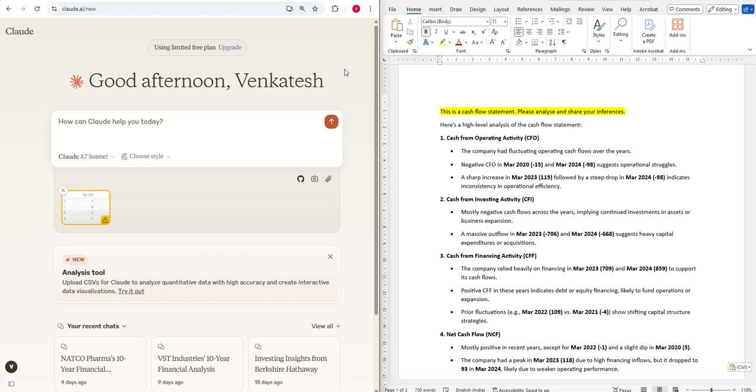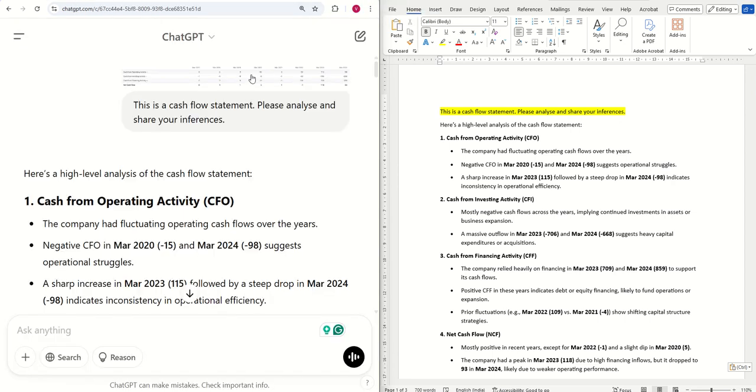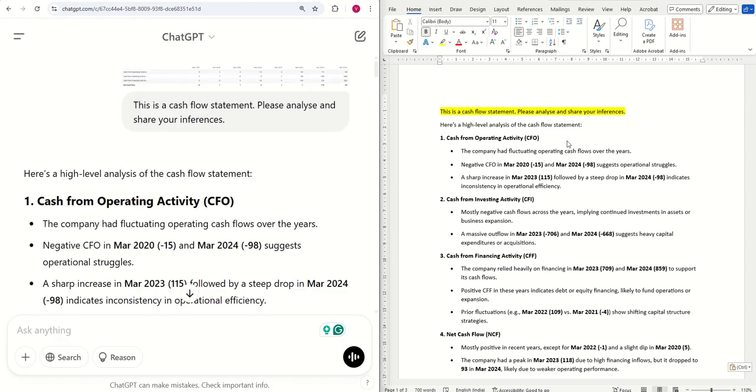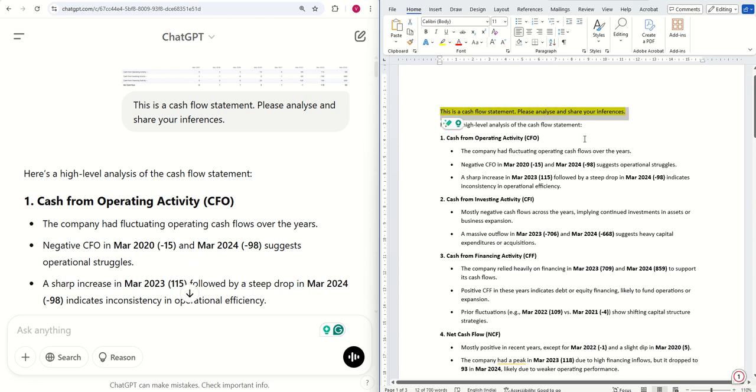If you remember, in one of our previous videos we shared a very basic cash flow statement with only 3 line items, and we gave very simple prompts. This is a cash flow statement. Please analyze and share your inferences.